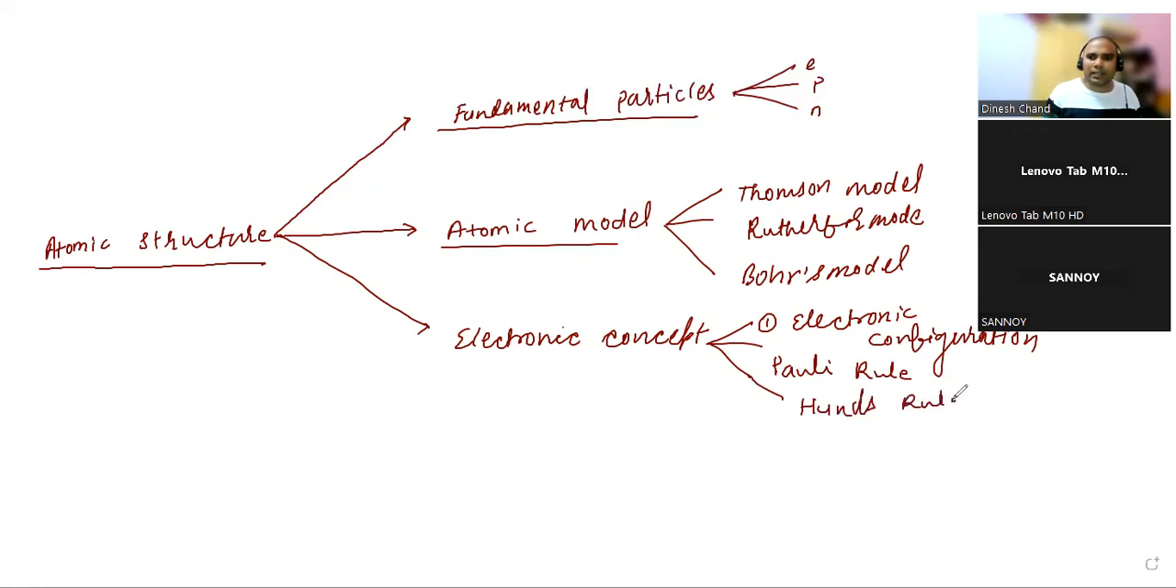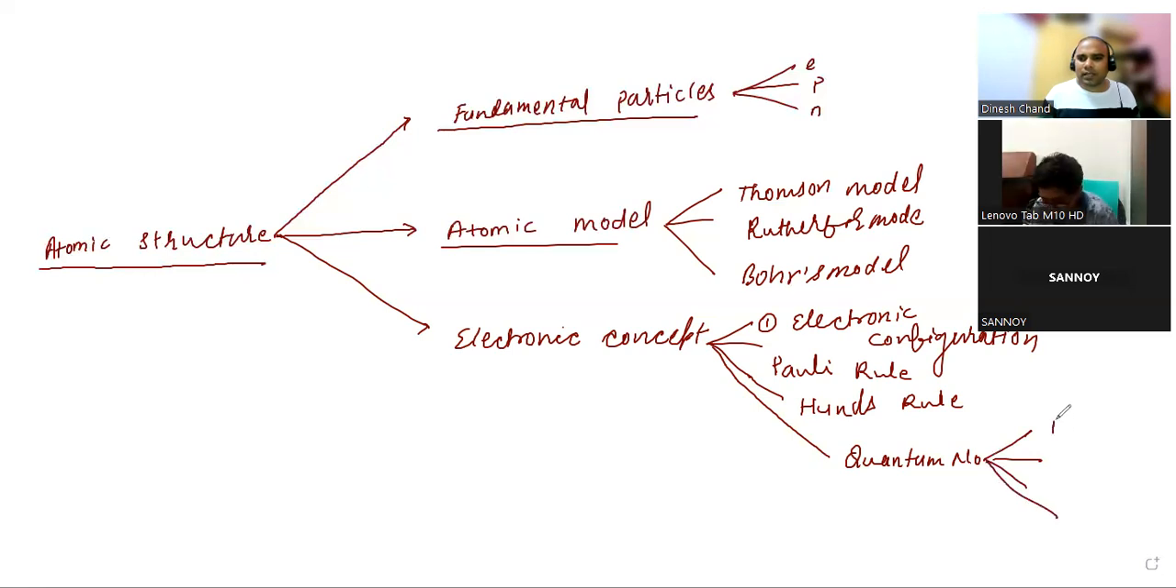Next is Hund's rule. After the Pauli rule, this is going to be Hund's rule. And then there is the quantum number. There are 4 types of quantum number: the principal quantum number, the azimuthal quantum number, the magnetic quantum number, and last, the spin quantum number.